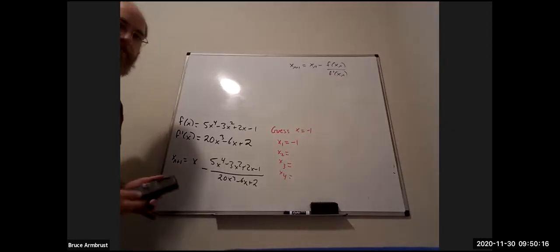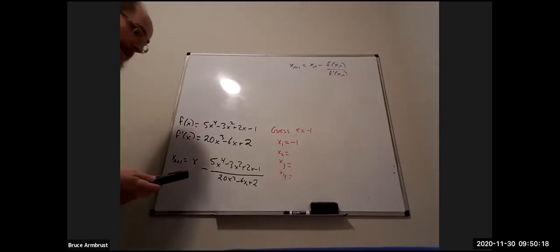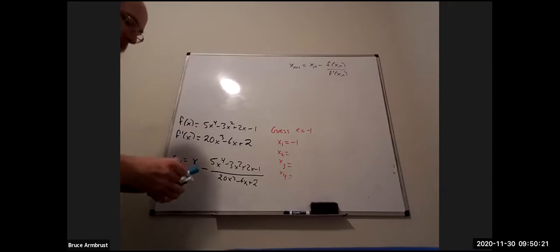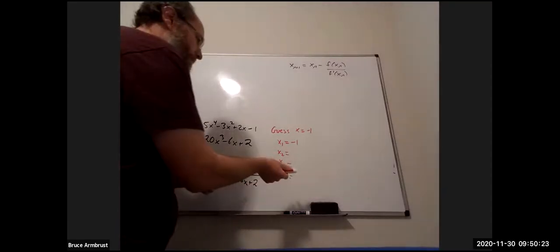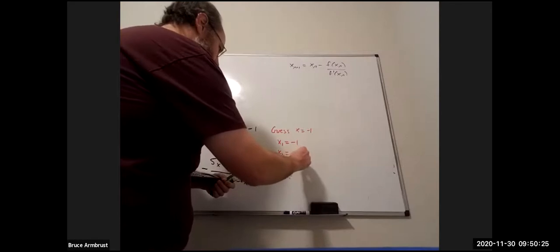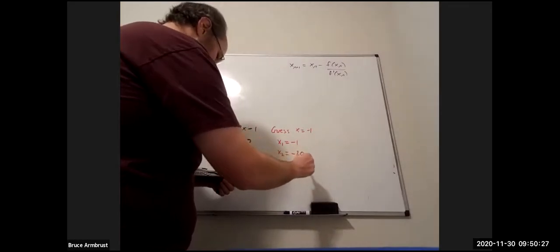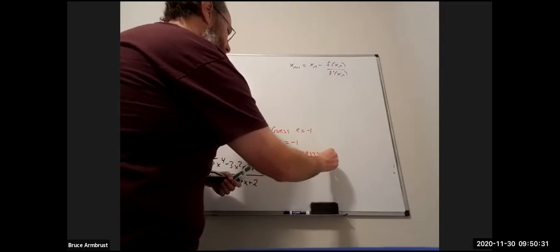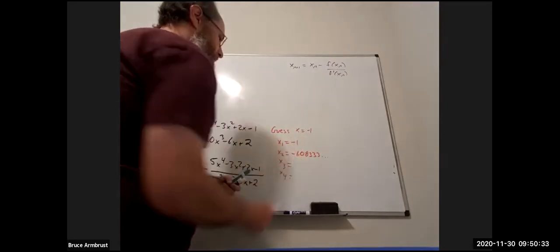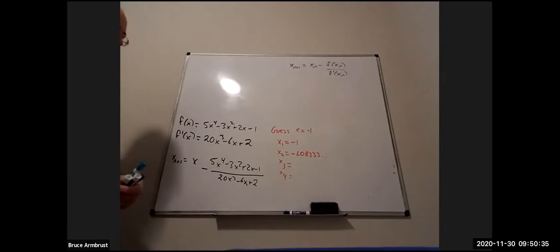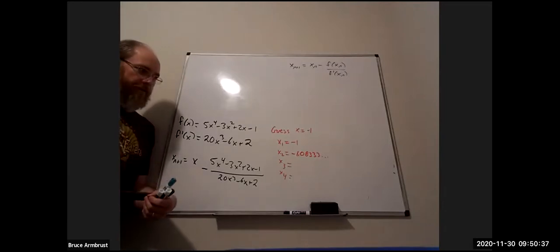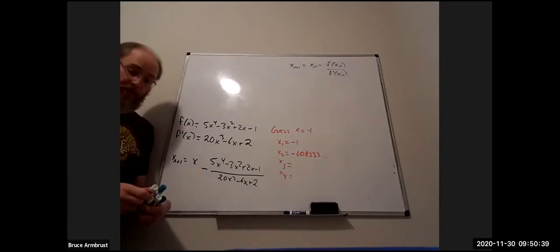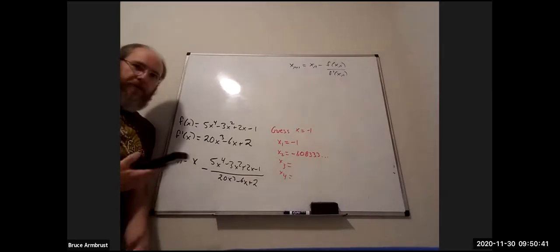All right, so what my calculator gave me is my second guess, and if you don't want to use my little trick, that's totally cool. Just type it in, it works. You get -1.0833333, and so on. So our initial guess was -1. It didn't change much to get my x2.